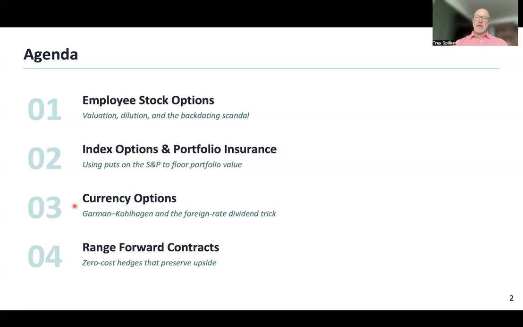We'll also take a look at currency options. And here the thread is that we're going to treat the foreign rate of interest as a continuous dividend yield effectively. And last but not least, we will talk about range forward contracts, which we'll really see as an option combination, and it's a hedge that exploits some of this put call symmetry that we've talked about before at sort of a zero cost for the hedger.